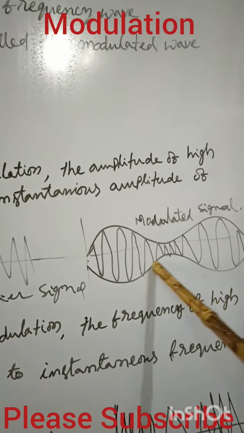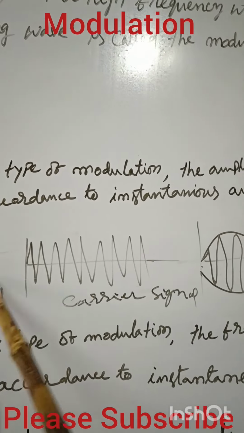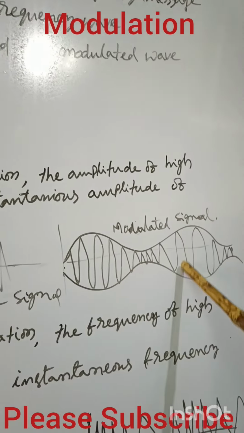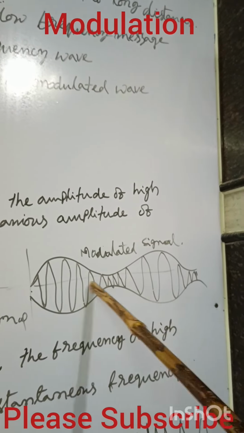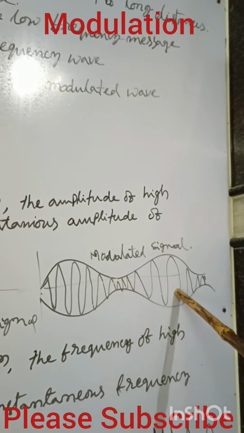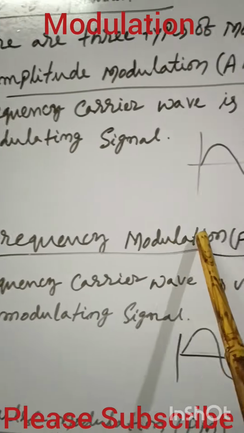This is the transmitter. The input goes to the transmitter, and inside the transmitter, this is the output of the transmitter. This will be given to the antenna, so that a small antenna can be used for propagating this signal. Then frequency modulation, FM.